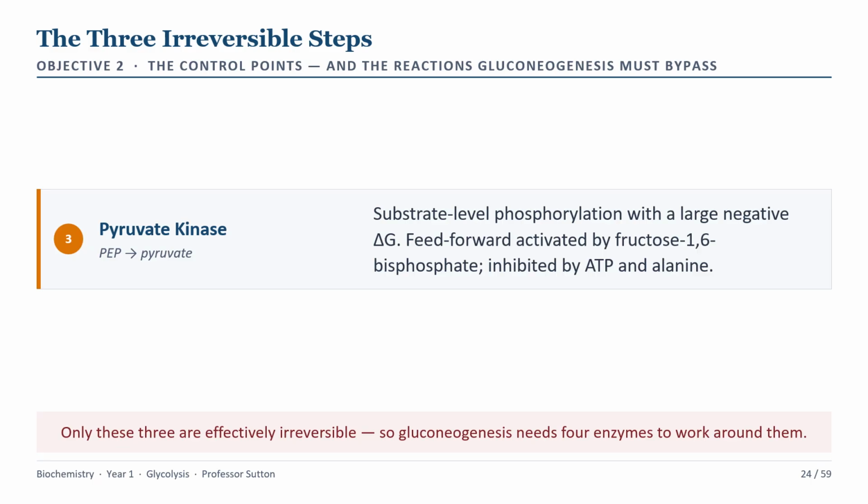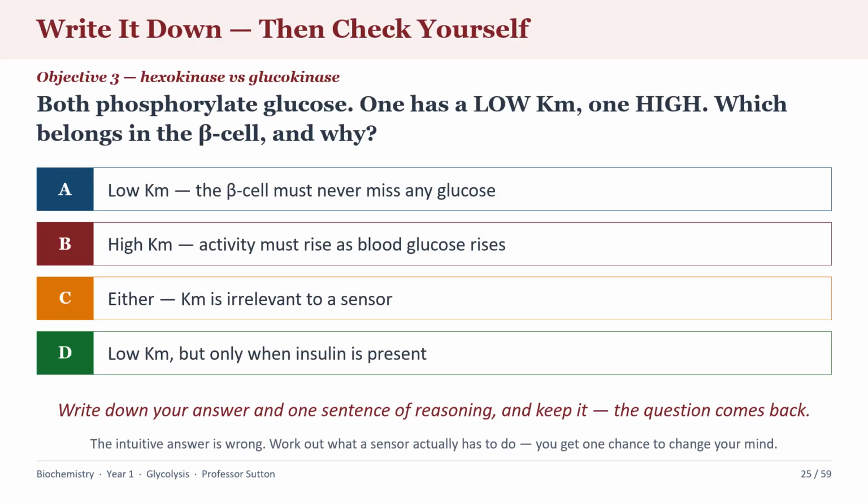One structural point when you study gluconeogenesis, because all these three are irreversible, gluconeogenesis can reuse the other 7 enzymes and only needs to work around these 3. Okay, because remember, they're irreversible, so you can't back them up. You have to find bypasses. Because pyruvate carboxylase and PEP carboxykinase are needed, there are 3 irreversible steps, 4 bypass enzymes. Know that.